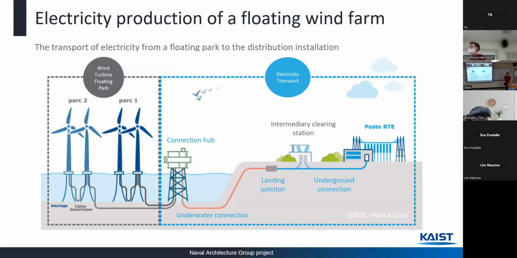So now we have the location. Now a quick reminder of how a wind farm works. There are two parts: the wind farm with all the wind turbines, but also a part of electricity transport. We have to transport the energy created by the wind farm to the power grid. The electricity goes to an underwater connection hub, an intermediary clearing station, and the electrical grid. We just wanted to remind you that we will only study the wind farm and will not design this part, but it should be designed.